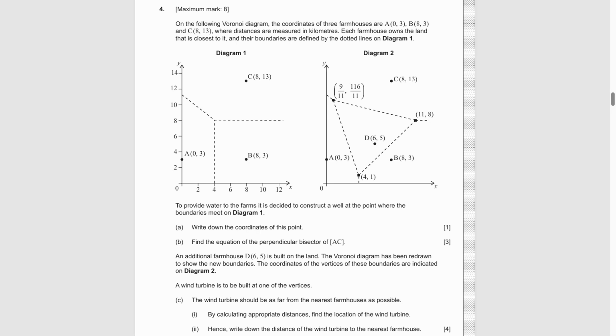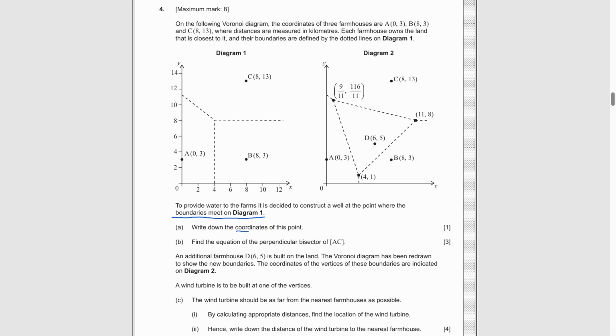Question 4. We have a Voronoi diagram with points A, B, and C. The boundaries of the regions are shown by the dotted line on diagram 1. First, we want to find the point where the boundaries meet. To do that, we simply identify and write down the coordinates of the intersection point.